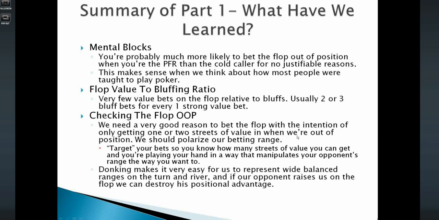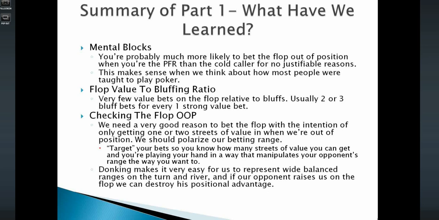And lastly, donking makes it very easy for us to represent wide, balanced ranges on the turn and river, and if our opponent raises us on the flop, we can destroy his positional advantage. There are some really great things that happen when we donk bet, and those are two of the really big main things. If our opponent does decide to raise us on the flop when we 3-bet, it's almost like he's not in position anymore. The pot's going to be so big, with his stack size so small relative to the pot size on the turn and the river, that we really destroyed his positional advantage.